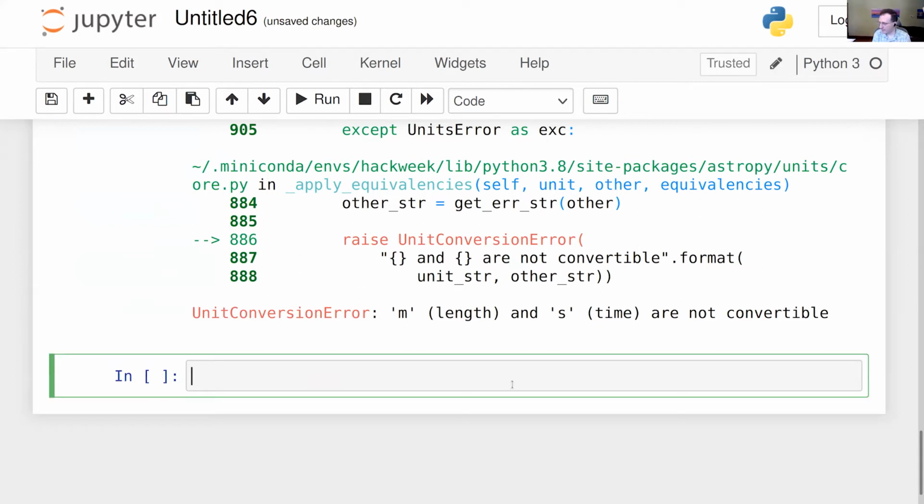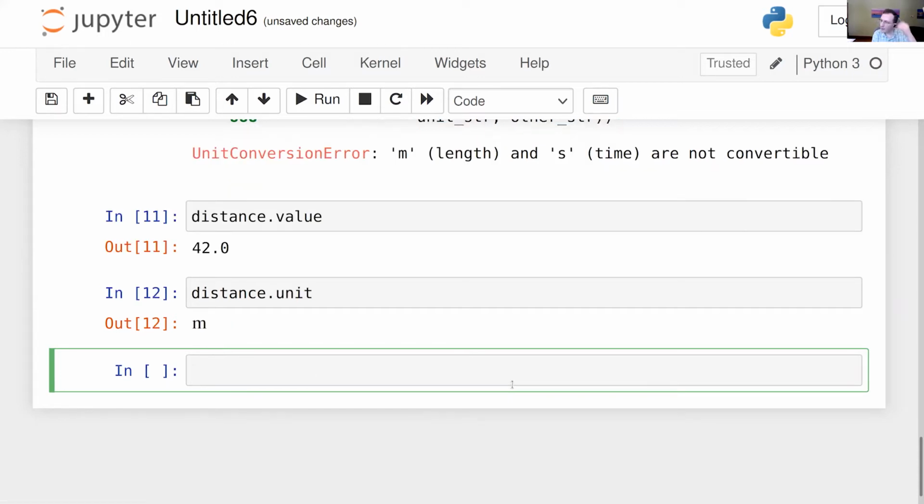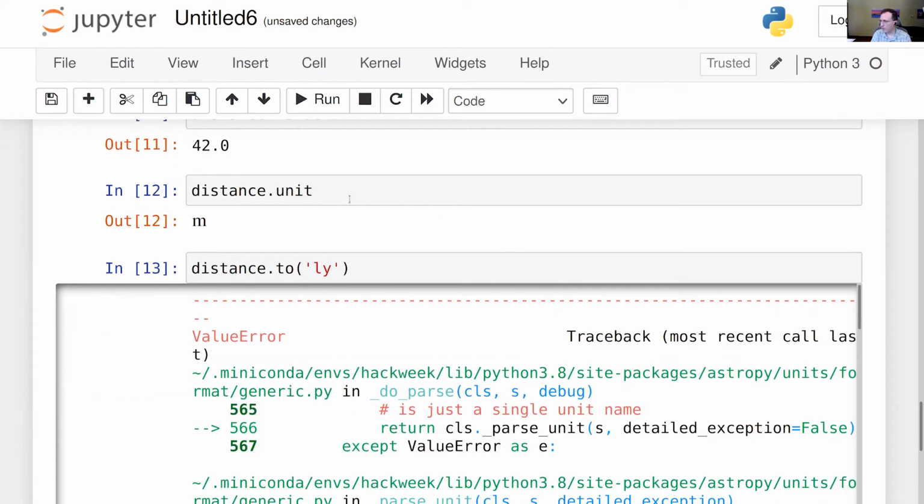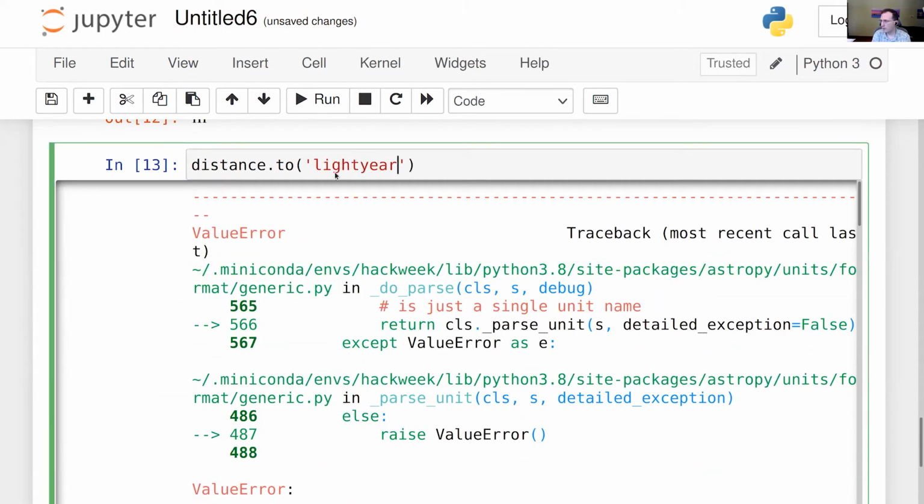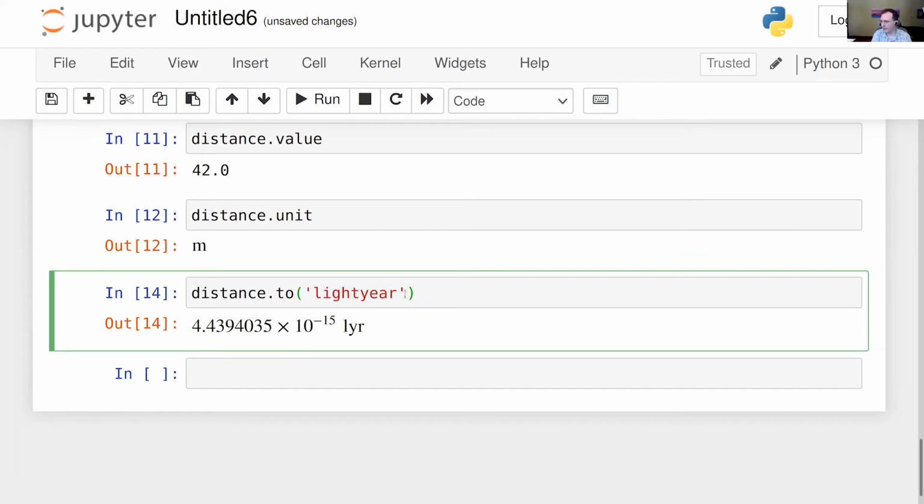We can also access the value directly, distance.value, shift enter, and we get 42. And we can do distance.unit and shift enter and get m. There's a question in the chat, can I do distance to light years? Yes. And I think this is the abbreviation, distance to ly. No. Yes, okay, so distance.to(light year). So I do have to spell that out.